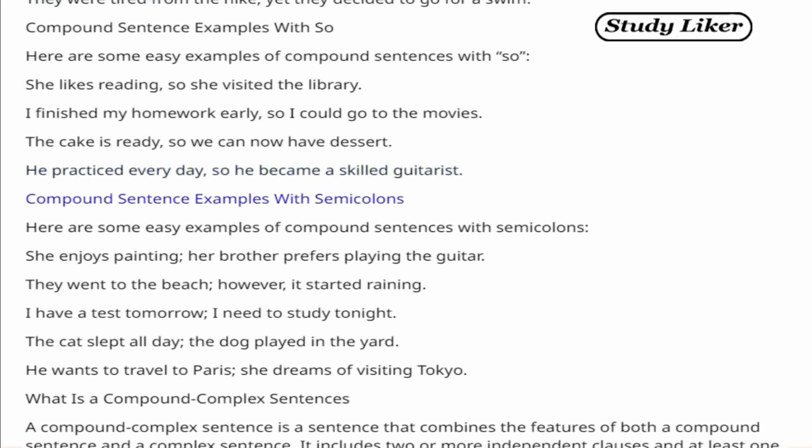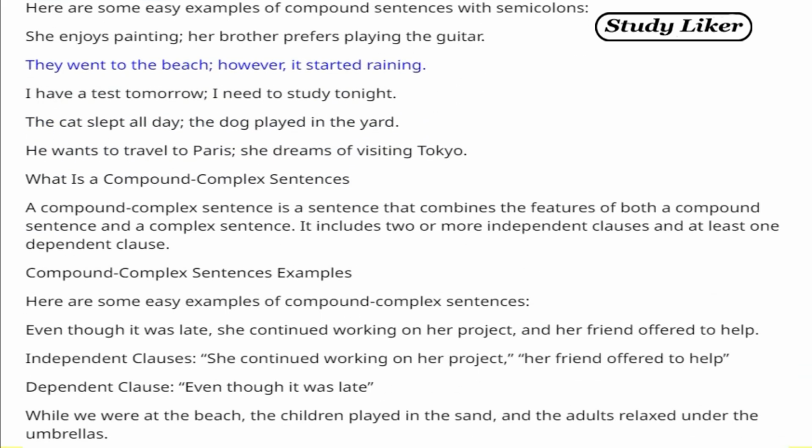Compound sentence examples with semicolons. Here are some easy examples of compound sentences with semicolons. She enjoys painting; her brother prefers playing the guitar. They went to the beach; however, it started raining.